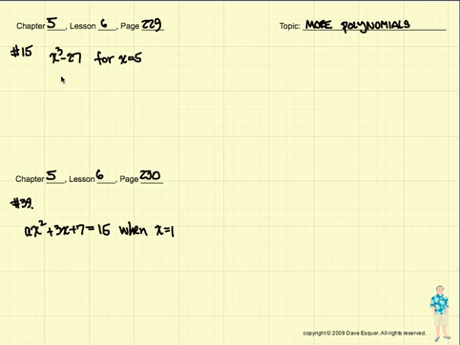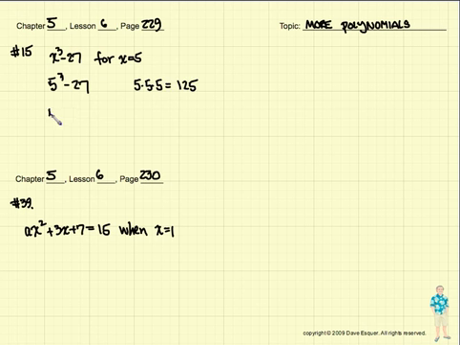Number 15 says, let's evaluate this polynomial when we have x equals 5. And it says x cubed minus 27. So wherever we have an x, we're going to plug in a 5 and see what we can do with that. So this looks like 5 cubed minus 27, and I think 5 cubed turns out to be 5 times 5 times 5, which is 25 times 5, which is 125.